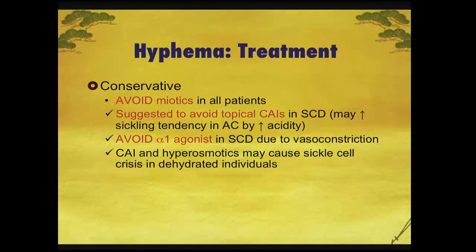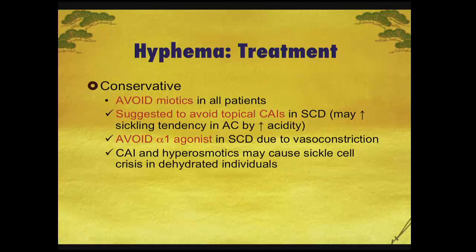In hyphemas, you want to avoid miotics in all patients because if they have a hyphema, they probably have angle recession, and if you give them a miotic, that's going to pull the iris root and it can cause more bleeding. You also want to avoid topical carbonic anhydrase inhibitors in patients with sickle cell disease because these medications can drop the pH and then they're more likely to sickle. If you use oral drugs, it can actually send them into a systemic crisis.